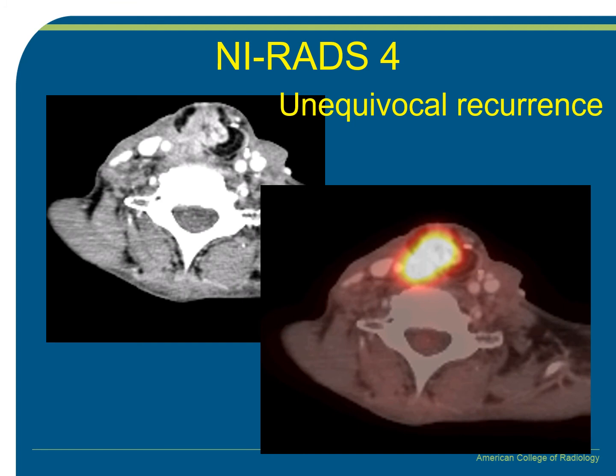NI-RADS 4 is reserved for unequivocal recurrence. Here's a patient who has a large, aggressive, infiltrative, heterogeneously enhancing mass within the reconstruction flap, tons of FDG avidity. There is no doubt in anyone's mind that this is a recurrence. Even prior to biopsy, I'd be willing to put a NI-RADS 4 on this one.